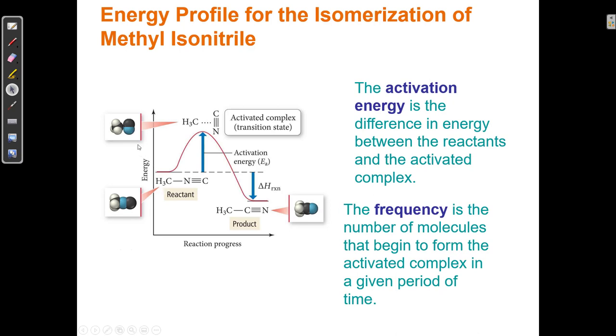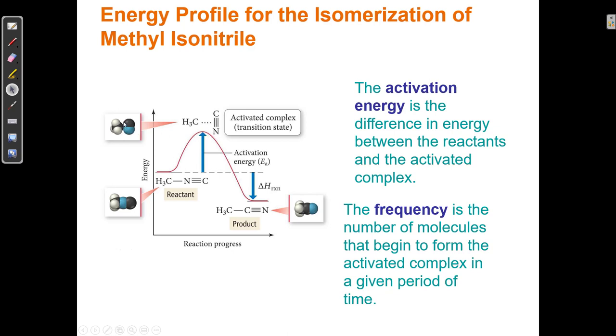So what's happening in this reaction, we call this the mechanism. The mechanism by which A, this reactant, turns into B, this product, is going through this activated complex, this transition state. So here we can see that the bond between carbon and nitrogen has broken, and now it's turned around sideways, and now this triple bond is vertical. On its way to flipping around and doing a 180, it has to do a 90, and it has to go this way first.